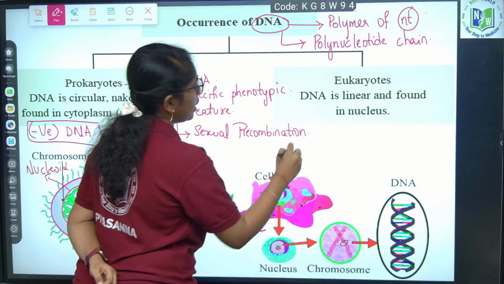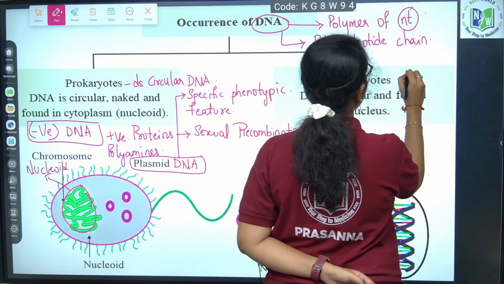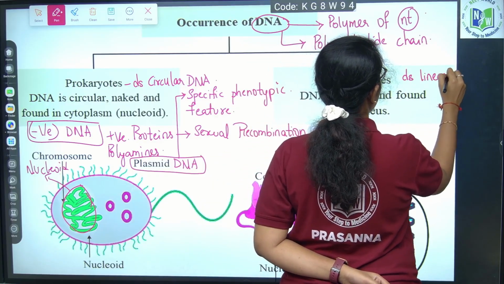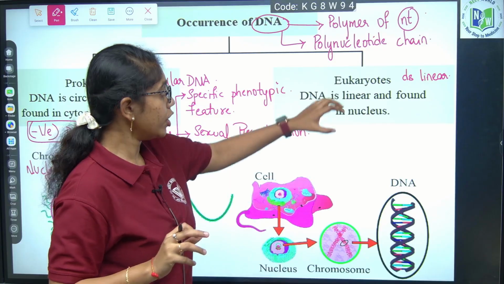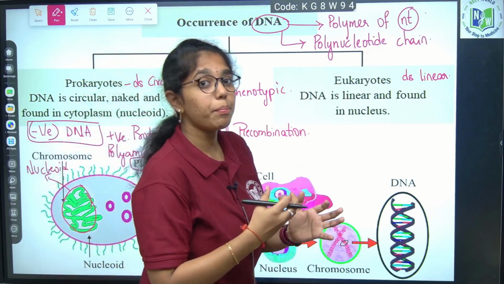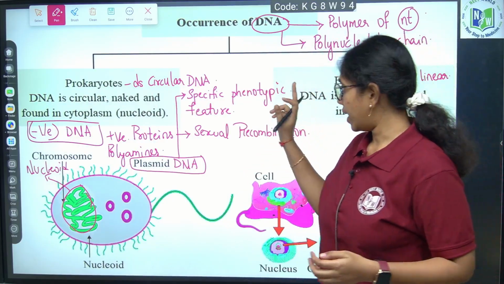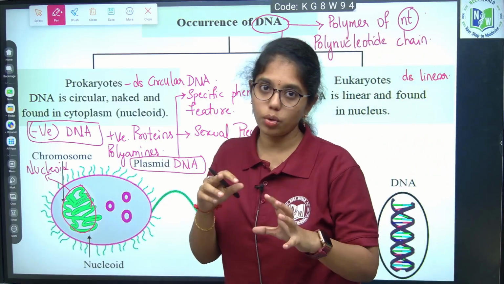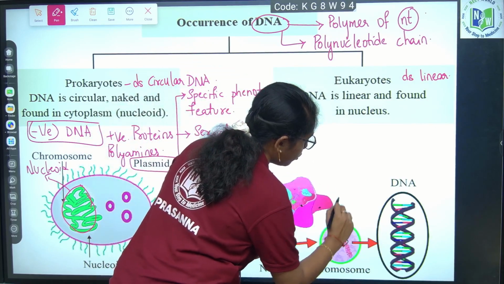Next question. In eukaryotes, DNA is in what form? Double-stranded linear DNA. In this eukaryotic cell, complex compartmentalization of each and every organelle is seen, wherein DNA is present in a double membrane bound nucleus. That DNA is highly condensed in the form of chromosome.